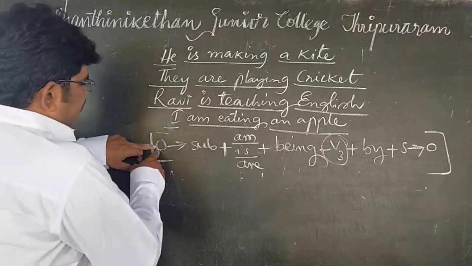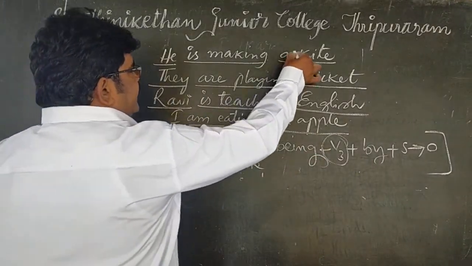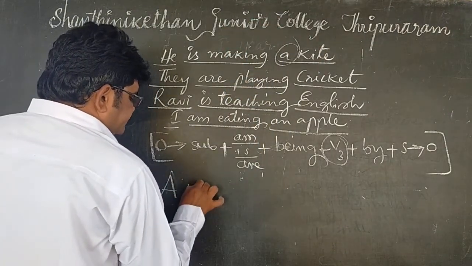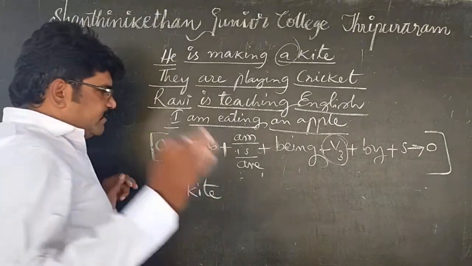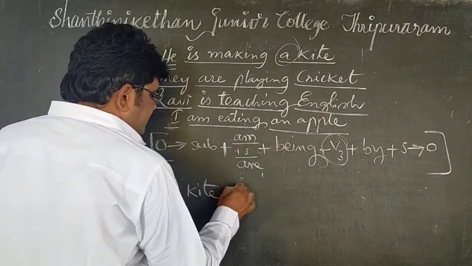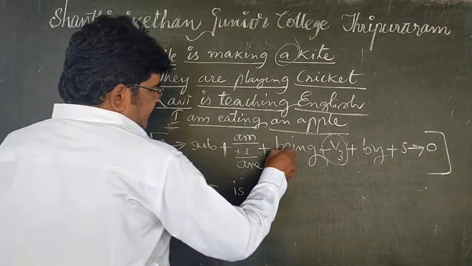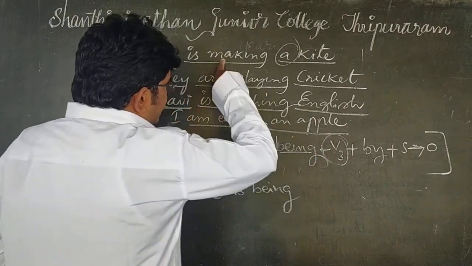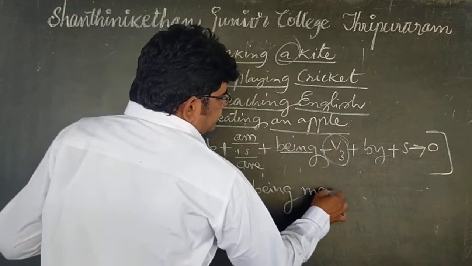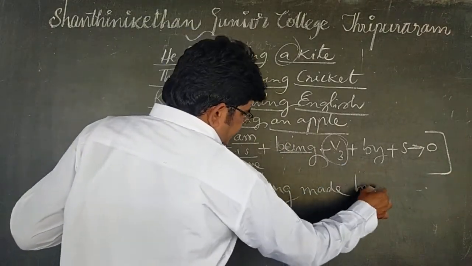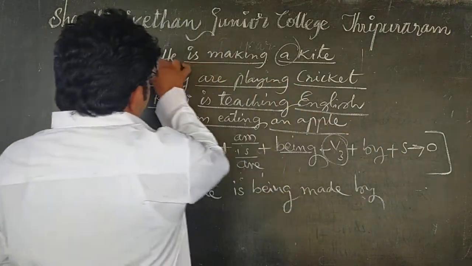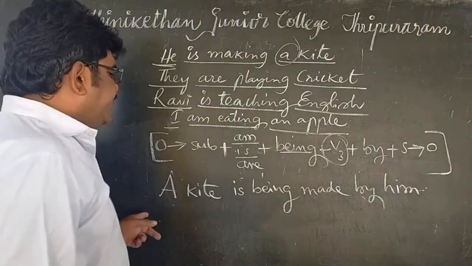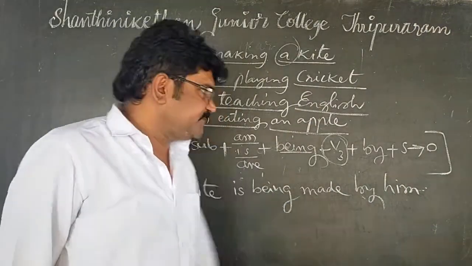Let us start. Who is the object? A kite. The small letter can be changed to a capital letter. A kite is a singular number, so among am, is, are, we use only is. A kite is. Next, being. After being, V3, made, the third form. By. And the subject he becomes him. So the answer is a kite is being made by him.